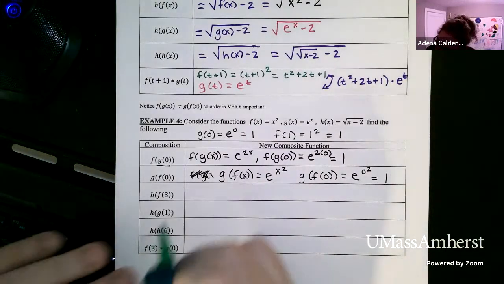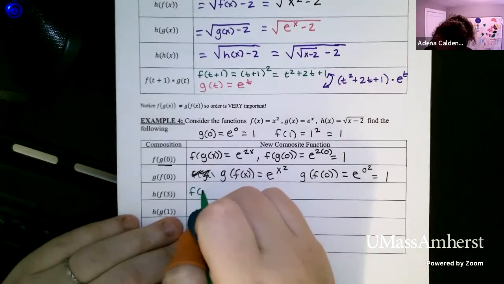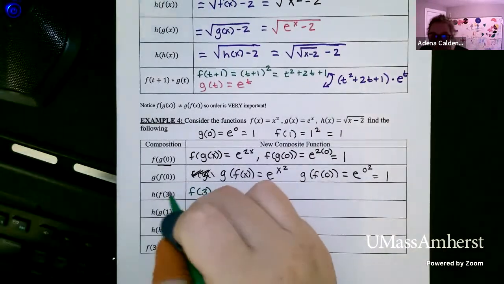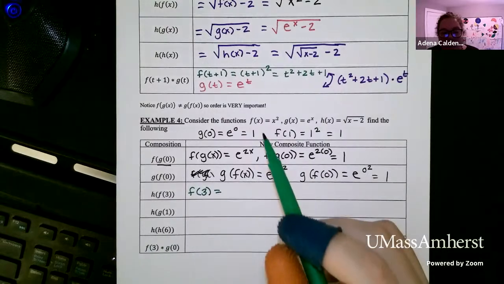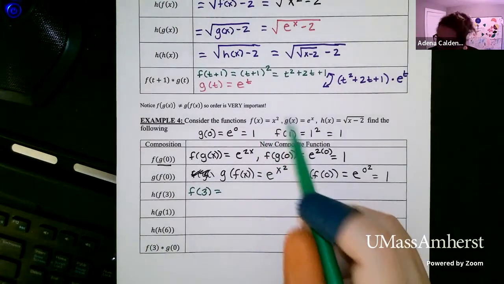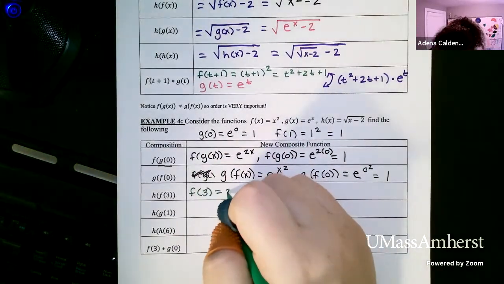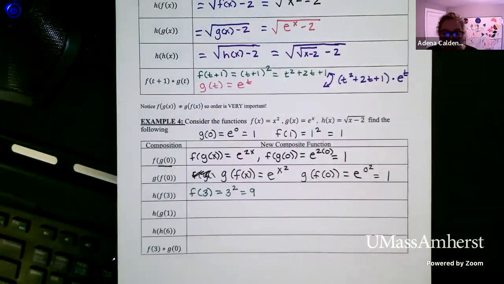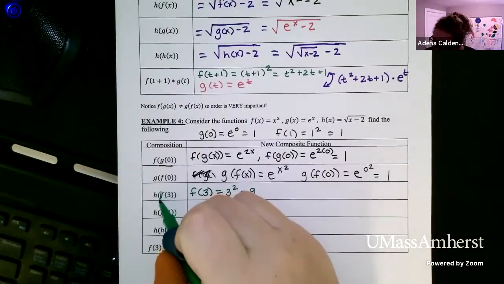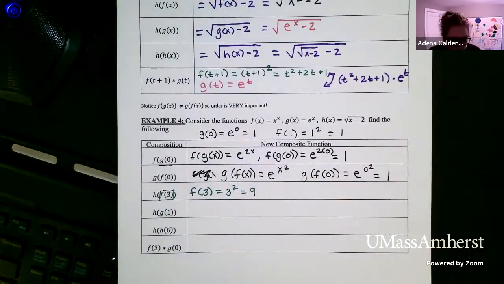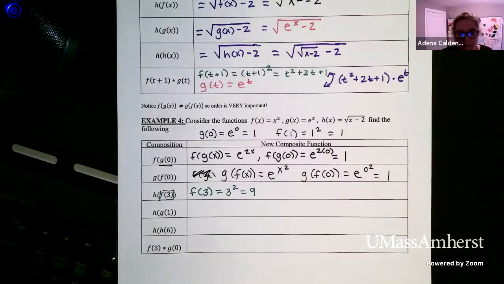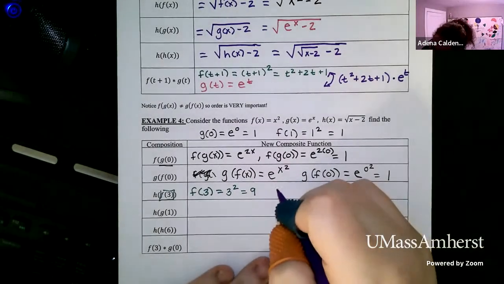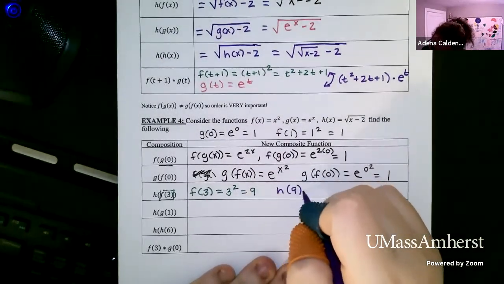So we would start, if we're doing the other method, by finding f of 3, so the innermost function. So f of 3 means we're going to go to the f function and plug in a 3 wherever we see an x. So 3 squared is 9. So that means we're going to substitute that in. Instead of f of 3, we're going to plug in a 9. Okay, so that means we're looking for h of 9.